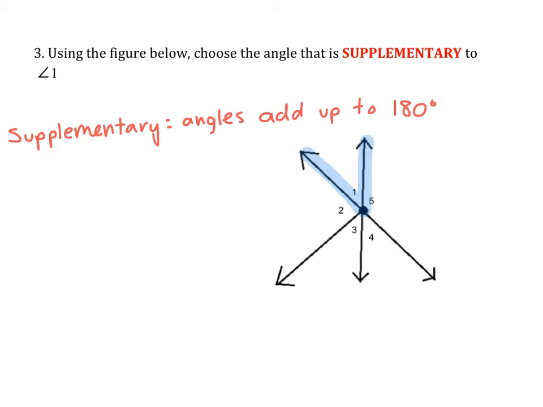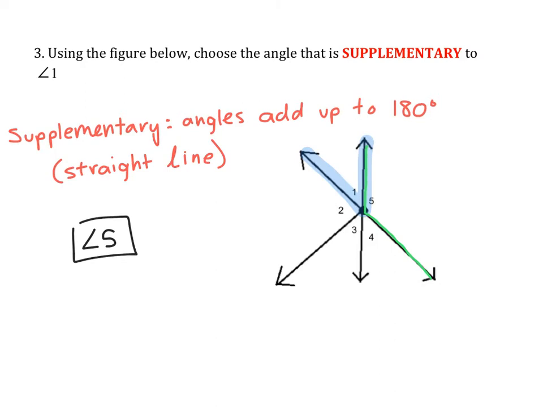So when you're looking for supplementary angles, a good thing to look for is a straight line. Because the measurement of a straight line is 180 degrees. So if I look at the picture, the only other angle that would create a straight line with angle 1 would be right here. So that would be angle 5. So angle 5 and angle 1 are supplementary.